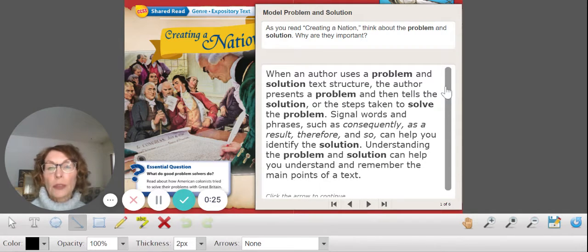When an author uses a problem and solution text structure, the author presents a problem and then tells the solution or the steps taken to solve the problem. Signal words and phrases such as consequently, as a result, therefore, and so can help you identify the solution. Understanding the problem and solution can help you understand and remember main points of a text.